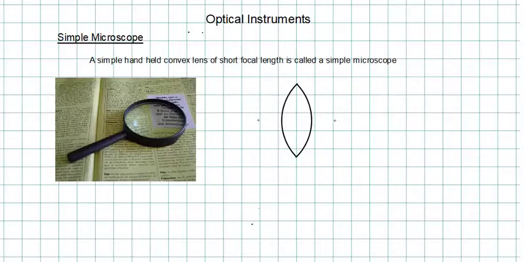It is just used to explain the fundamentals, which will help you to understand compound microscope and astronomical telescope more properly and find out their magnification capabilities. So, we will first learn with the simple microscope. Now, what is a simple microscope? A simple handheld convex lens of short focal length is called a simple microscope.